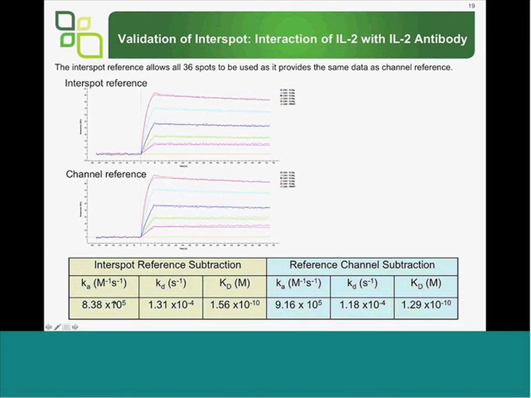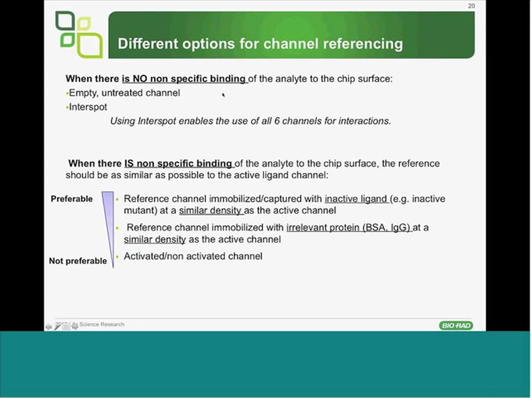Sorry, this is the Ka, this is the Kd, and you see here that the Ka values are less than 10% difference, and also the Kd is very similar, and also the affinity of the Interspot and channel reference is very similar. Again, this depends on the experiment, but very often the Interspot is enough. So when there's no specific binding of the analyte to the chip surface, empty untreated channels are good, or Interspots are good. But if we have a problem, then very often we may want to use a non-specific ligand, which is irrelevant and will not bind our analyte specifically, and then we can cover an empty surface with a non-specific ligand for the subtraction.